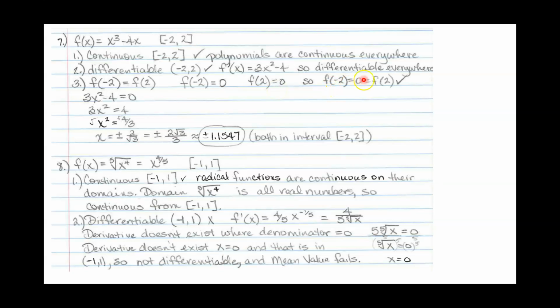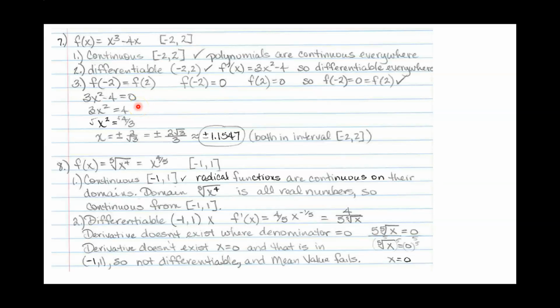So since f of a equaled f of b because they both equaled 0, that is the third hypothesis. All 3 hypotheses work to be true. So I can apply Rolle's theorem, which says there will be a value within this interval where the derivative equals 0. So I'm going to take my derivative. So the derivative of x cubed minus 4x would be 3x squared minus 4. Set that derivative equal to 0.